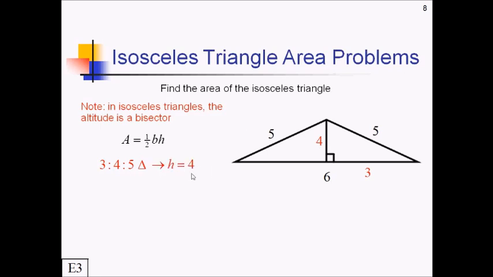So 1/2 times 6 times 4 is going to give us 12. So we did save a little bit of time not using the Pythagorean theorem. Again, if you remember your Pythagorean triples, you could have used the Pythagorean theorem, but this does save you a couple minutes.